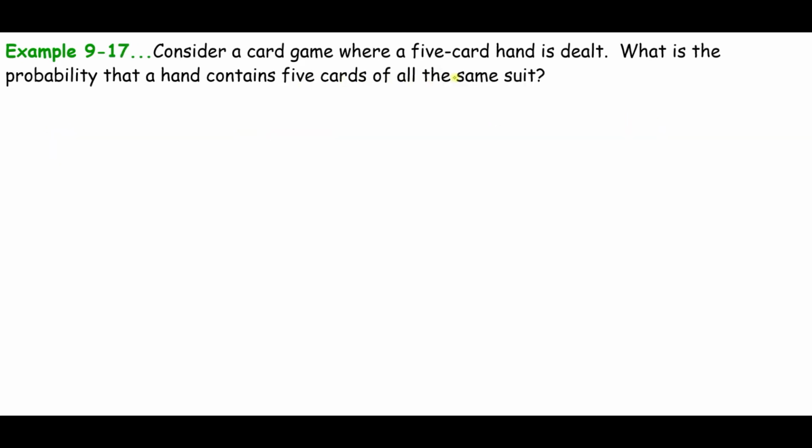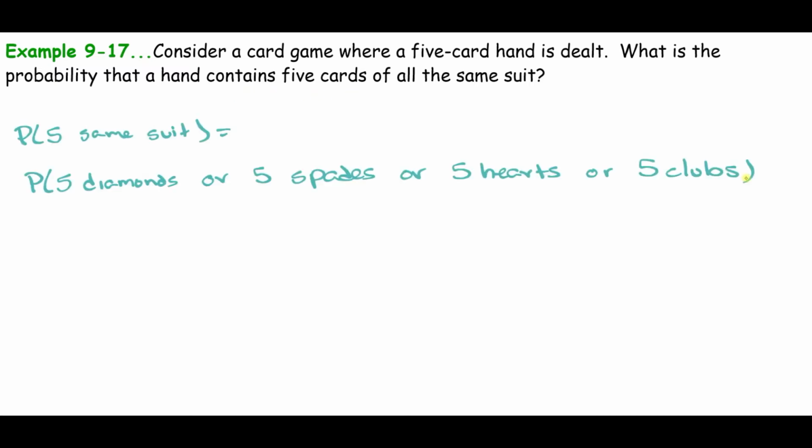Consider a card game where a 5-card hand is dealt. What's the probability the hand contains 5 cards of all the same suit? So the probability of 5 of the same suit is either 5 diamonds or 5 spades or 5 hearts or 5 clubs. So remember, we calculated the diamonds and we calculated the spades. The hearts and the clubs are going to be the exact same number that we got for both the diamonds and the spades. So now we just got to think about how to break this apart. So remember, "or" means that we're going to add. So this is probability of 5 diamonds plus probability of 5 spades plus the probability of 5 hearts plus the probability of 5 clubs.